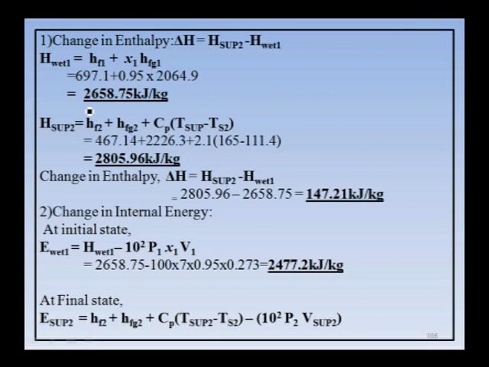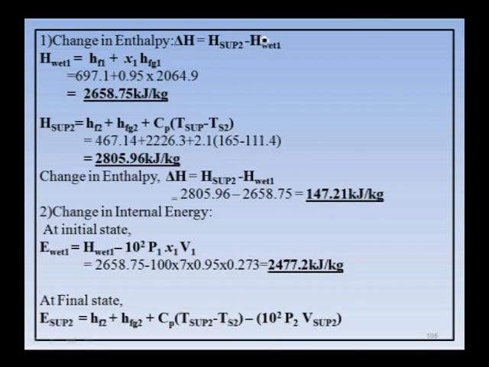We have enthalpy of wet steam around 2658.75. Similarly, enthalpy of steam at final. The final condition has temperature given, therefore it is superheated. So the enthalpy of superheated steam, you know the formula. Substituting all the values, you will get H2 around 2805.96 kilojoules per kg. Therefore change in enthalpy, delta H, is equal to the final enthalpy minus initial enthalpy, that is 2805.96 minus 2658.75, which will give around 147.21 kilojoules per kg.